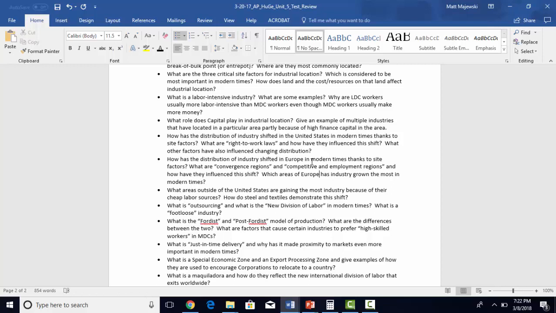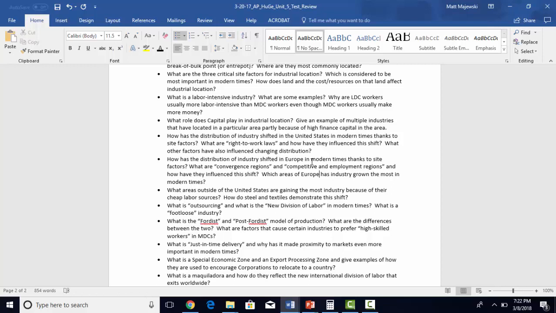What areas of Europe has industry grown the most in modern times? I've already mentioned generally Southern and Eastern Europe, but remember Spain, right, has experienced a boom. Eastern European countries like Poland and Hungary and the Czech Republic have definitely experienced a boom as well.